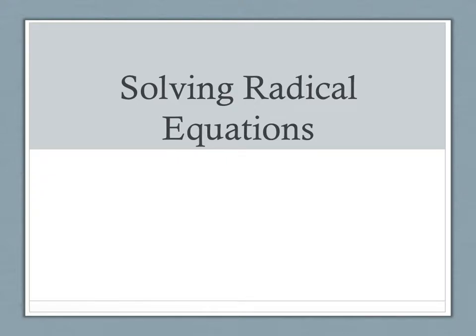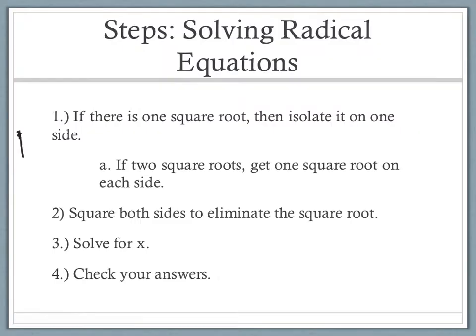Okay guys, today we're going to deal with solving radical equations. So basically equations that have radicals in them. Okay, so when we're solving, our steps are: if there's one square root, we need to get it by itself. If there's two square roots, we've got to get them on opposite sides of an equal sign. Then once we do that, we're going to get rid of the square roots by squaring both sides.